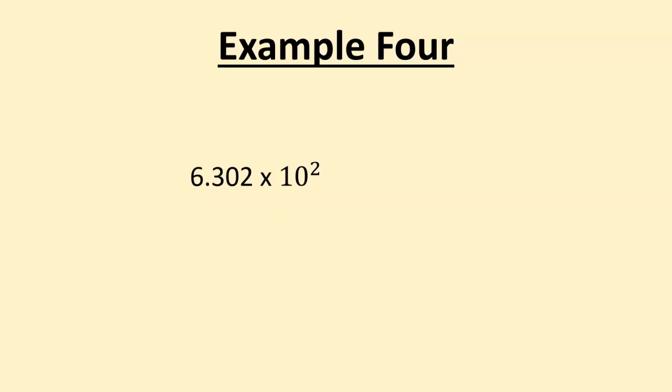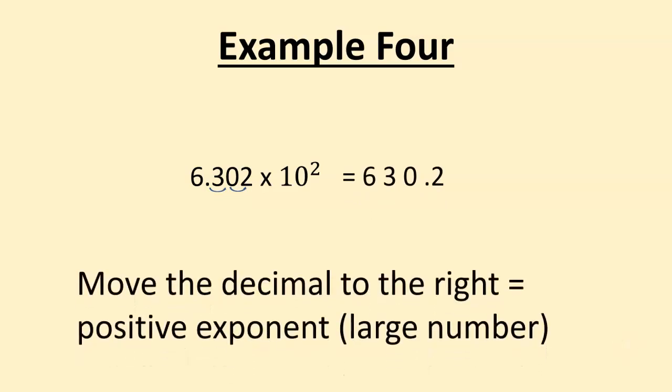We're going to do it kind of backwards now, or how I think about it forward. We're starting in scientific notation. 6.302 times 10 to the second. Notice that's a positive exponent. And what did I tell you guys about the positive exponent? We're going to move that decimal over to the right 2 places. Okay, our final answer, 630.2. We move the decimal to the right. We have a positive exponent, so we end with a large number.